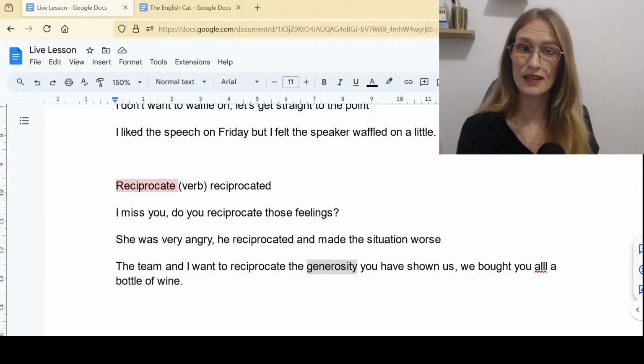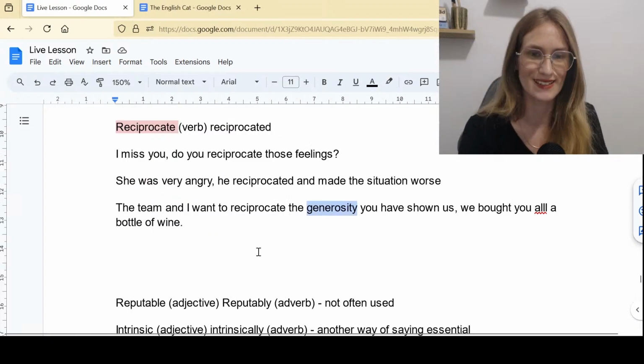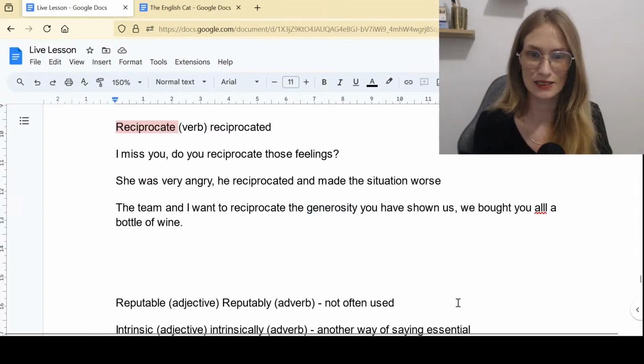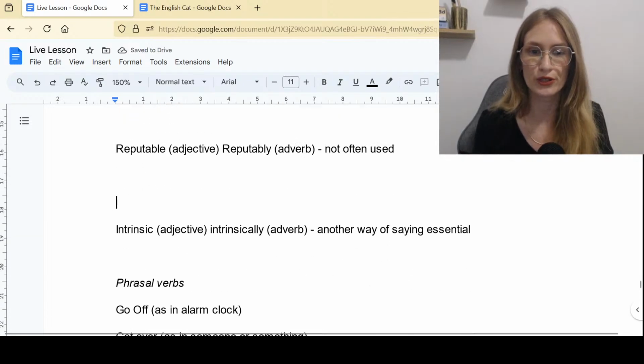Or reciprocated, we could use as well. Any examples for reciprocated? Past tense. He reciprocated the feeling. No examples so far. Okay, no problem. If I see an example, I'll come back to it. So let's move on then to our next word. Our fourth word today is reputable. Reputable.